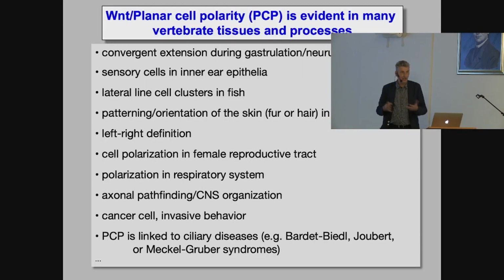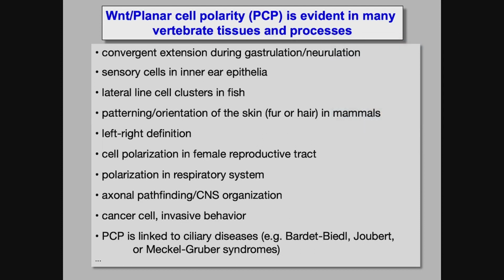We study this in flies because this is the best system to study it, but there are several mammalian and vertebrate systems where Pcp, the same molecular cassette that I'll introduce, is also regulating processes. So it was initially shown, again in non-epithelial tissues, in gastrulation in vertebrates, convergent extension during gastrulation, that the same players are critical there. And this was shown in Xenopus initially and then confirmed in zebrafish.